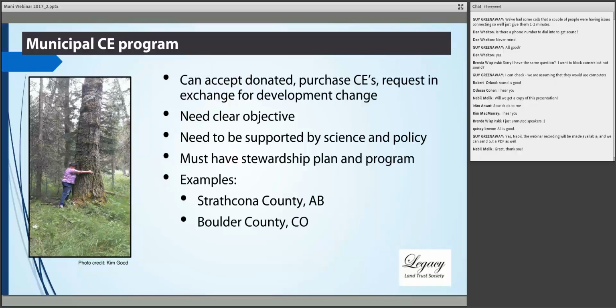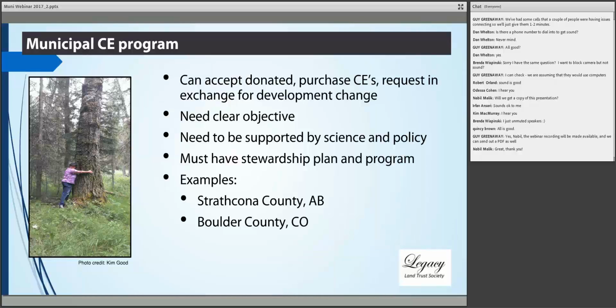So a municipality could have its own conservation easement program. They could write their own easements. They are qualified organizations, so they're able to accept donated easements. They can purchase conservation easements. They can make them in exchange for a development change or application allowance. So they can work very much like a land trust in that perspective.